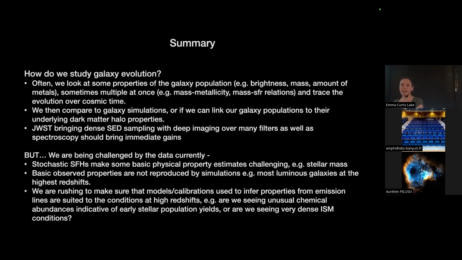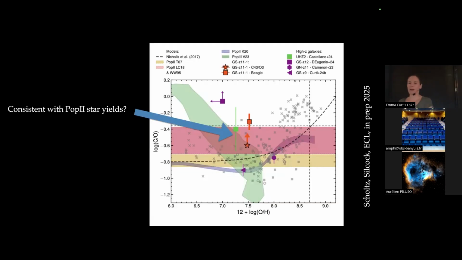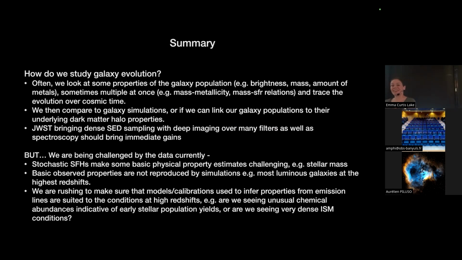So, I come to a summary, wrapping up very quickly from all this. I've just kind of unpacked it, and at every level I've said, well, okay, but maybe not. We're getting there. People are doing this. And I said, how do we want to study galaxy evolution? Gosh, I'm finishing far too early. What happened? Okay. How do we study galaxy evolution? Often we look at some properties of the galaxy population: brightnesses, masses, amounts of metals. So we need those properties, and we can compare them to simulations and infer the physics that's going on.